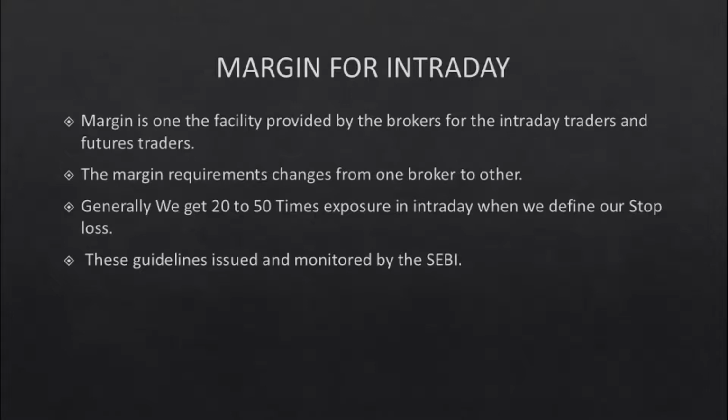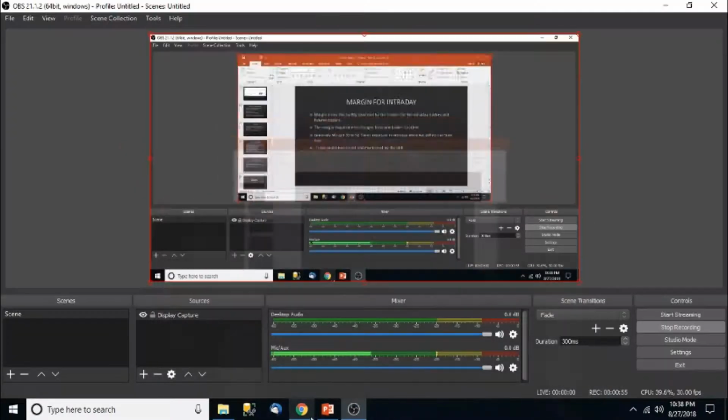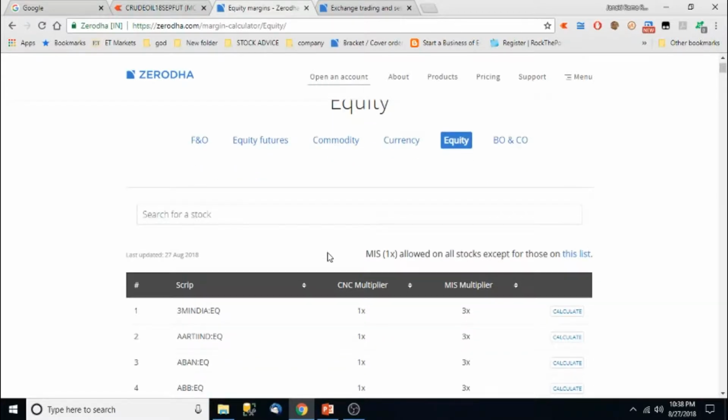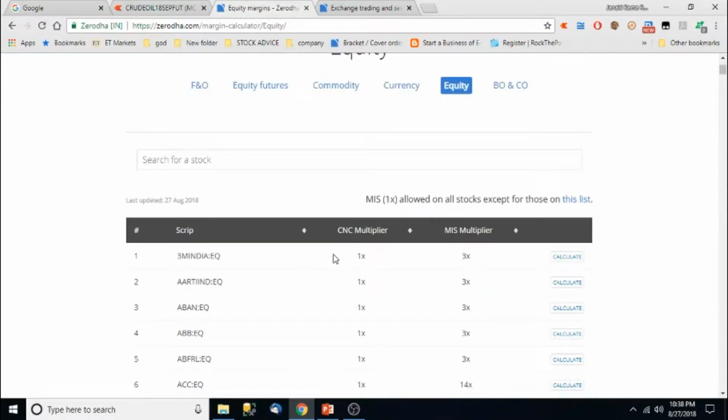But the margin requirements and the leverage provided change from broker to broker, so don't consider this as the major thing. The whole concept remains the same across all brokers. Considering this, this is the brokerage calculator given by Zerodha on the website. We can click directly.